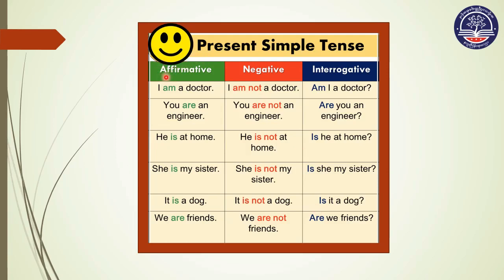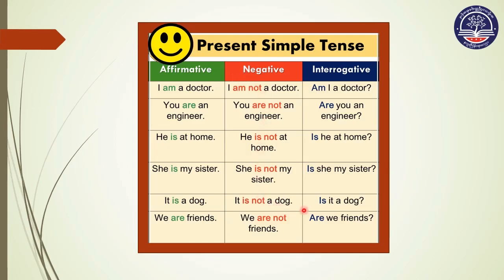What did you notice over here? I am, you are, he is, she is, it is, and we are. So did you notice that? Yes, it's the subject and then the present simple tense, right? I am a doctor. Now for negative, what did you notice in all these sentences?